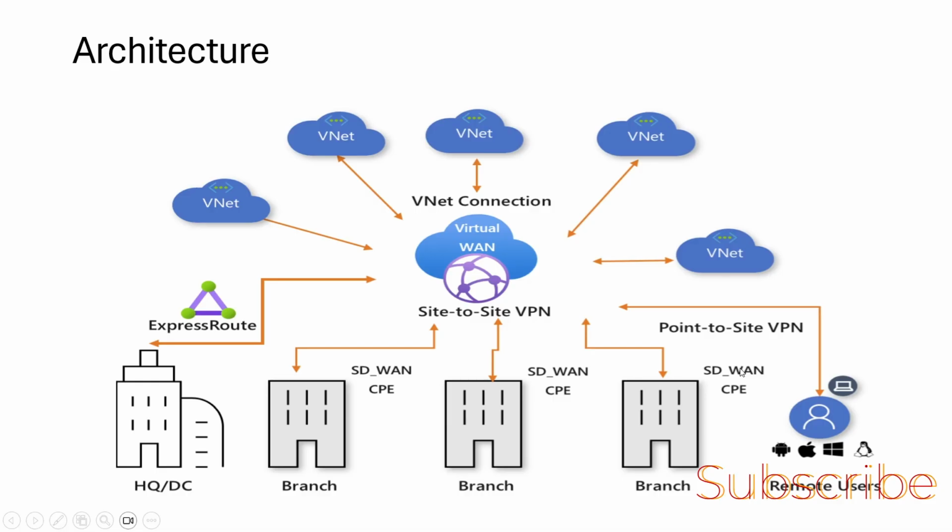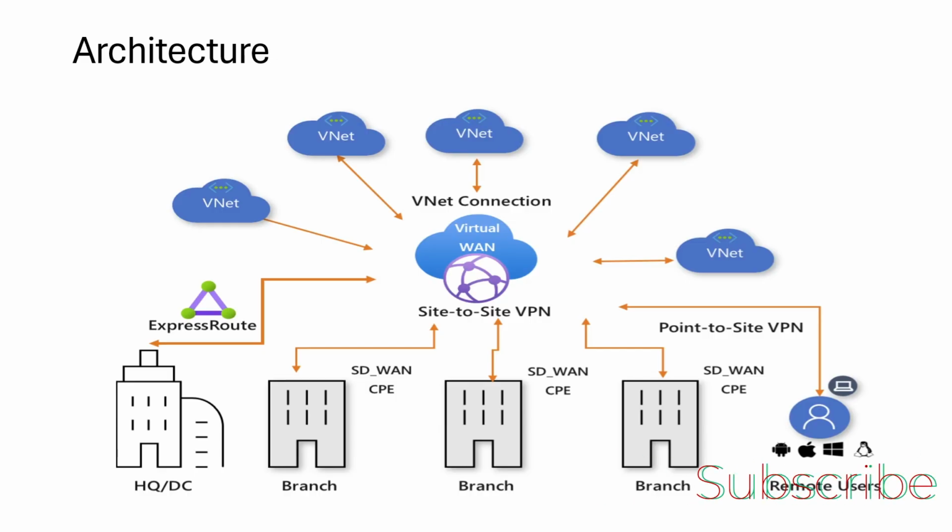On the right side, you see a remote user connecting through point-to-site VPN. This allows employees to securely access cloud resources from laptops or mobile devices. Again, all traffic flows through the same managed hub. The key idea here is simple. No matter where traffic comes from, Azure routes it through the Virtual WAN hub and sends it to the correct destination. Azure manages the routing logic behind the scenes. We focus on architecture, not manual networking complexity.